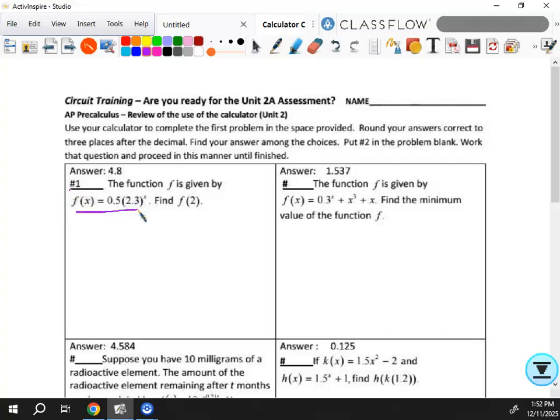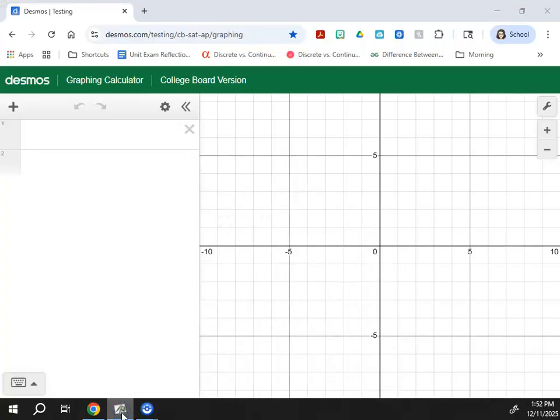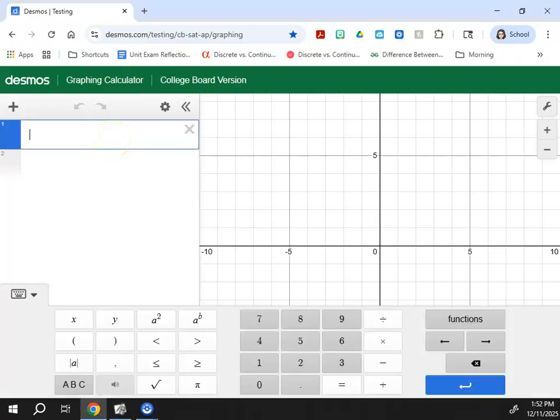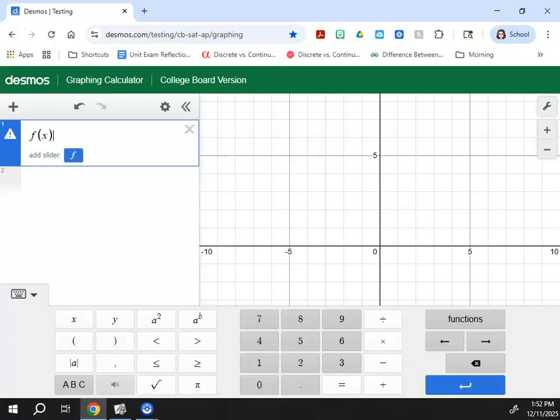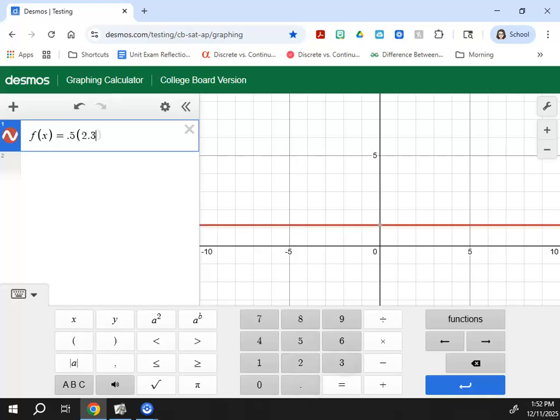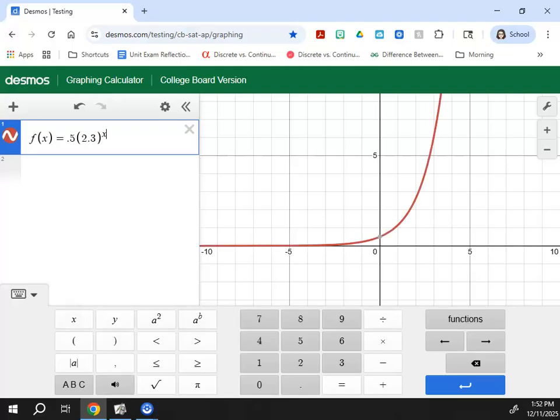So the first thing we're going to do is go to Desmos and type in exactly that, which is f of x equals 0.5 times 2.3 to the x power, okay? And there's your graph. Then what it asks you to find is f of 2.